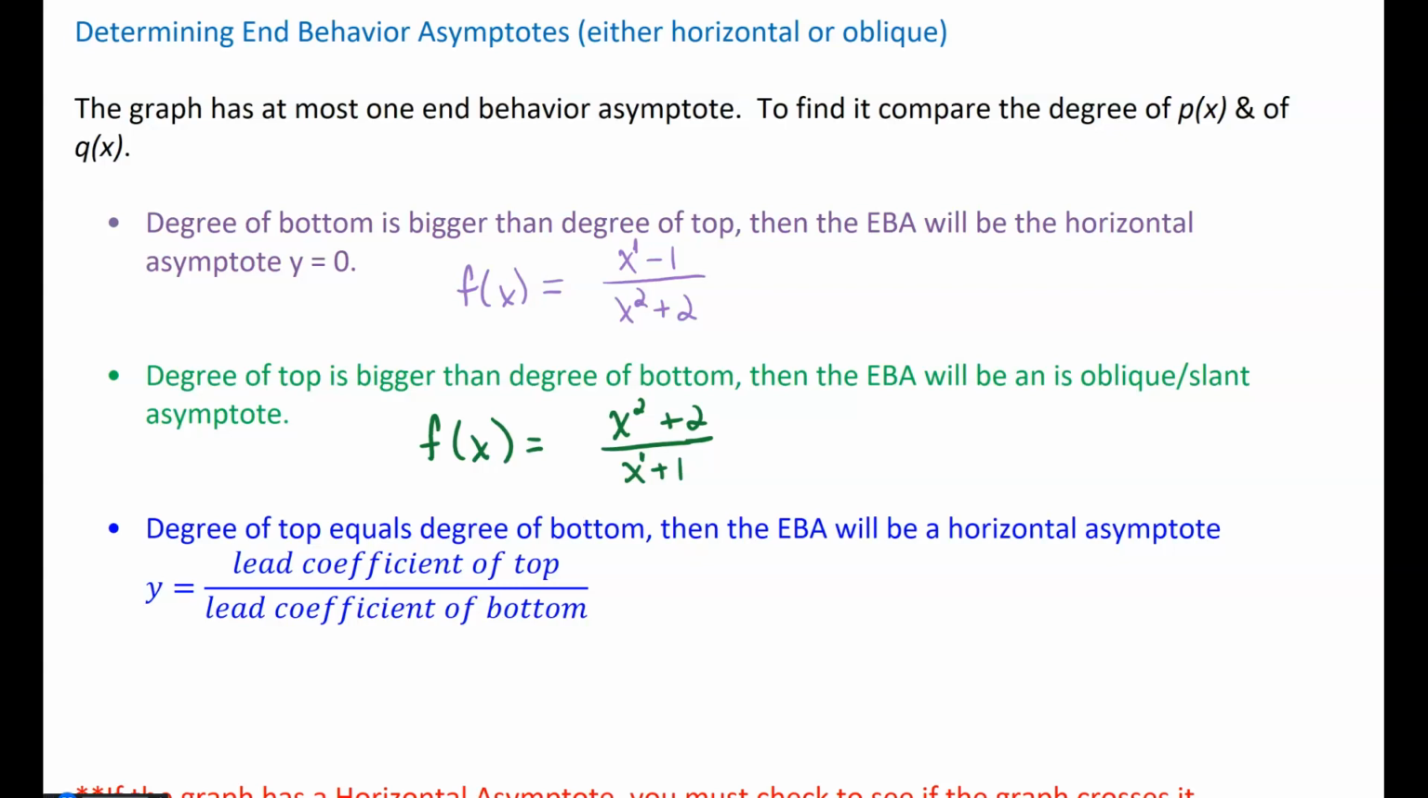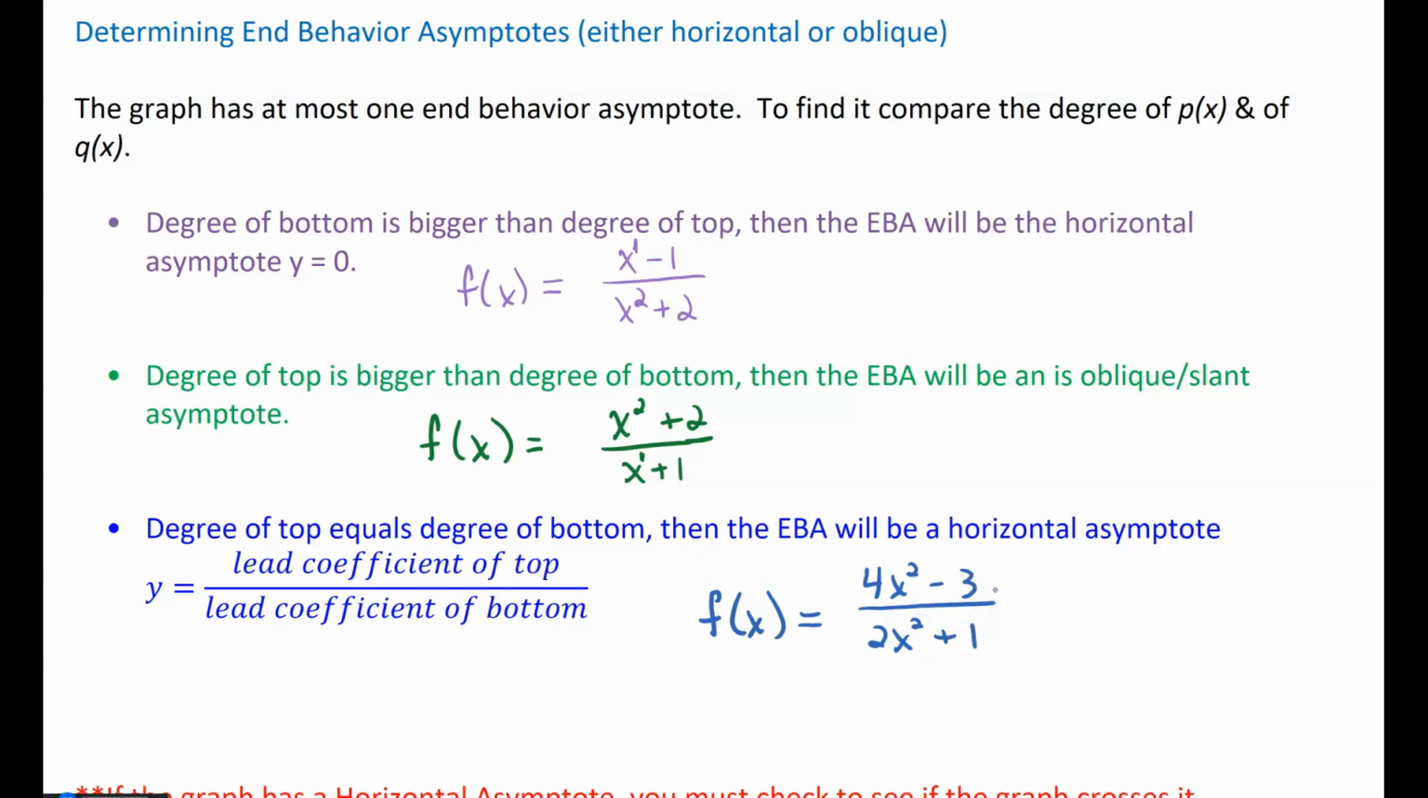Our last situation is if you have equal degree in both the numerator and the denominator. In that case, you get a horizontal asymptote, and you take the coefficients of the lead terms of the numerator and the denominator and divide those. This would be something like f of x is equal to, let's say, 4x squared minus 3 all over 2x squared plus 1.